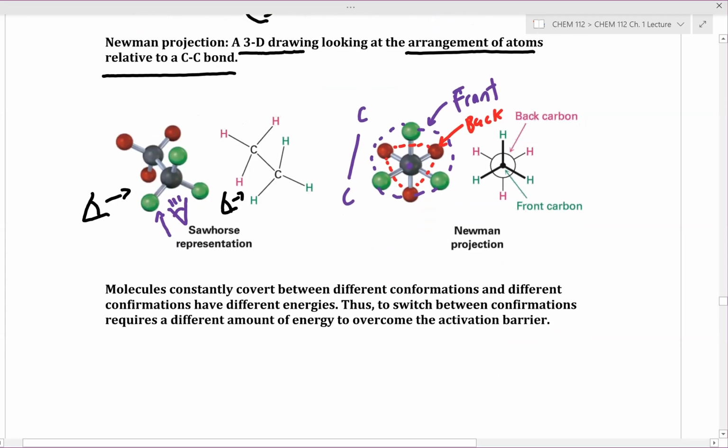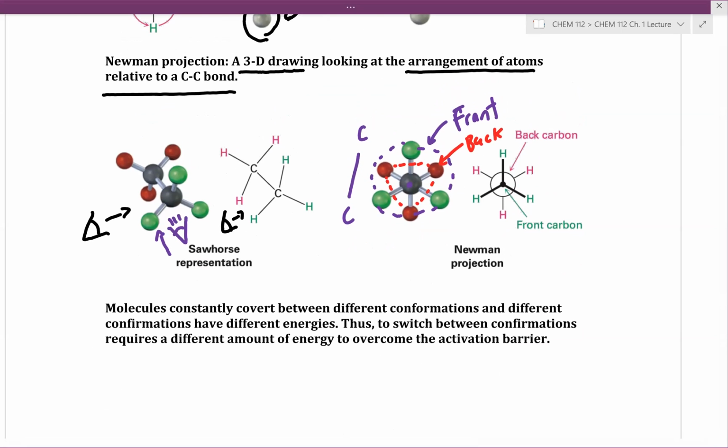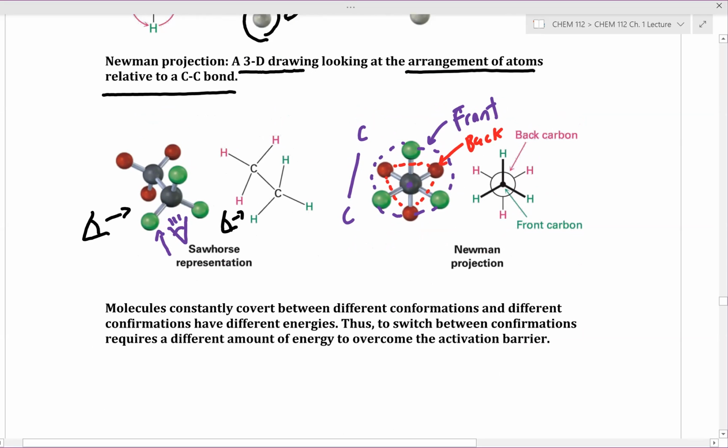So now a key feature of many straight chain alkanes and many organic molecules is that at room temperature, there's enough energy for these molecules to constantly flop about and change their conformation. So molecules will constantly convert between different conformations, and different conformations have different energies. Okay, so that's really critical. Not all conformations are created equal.